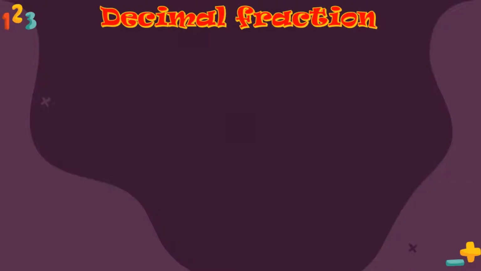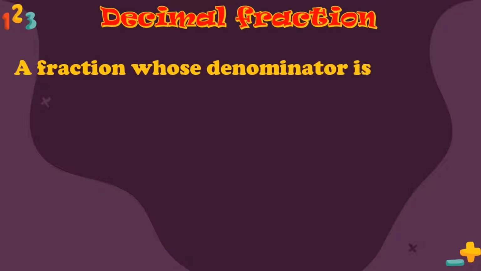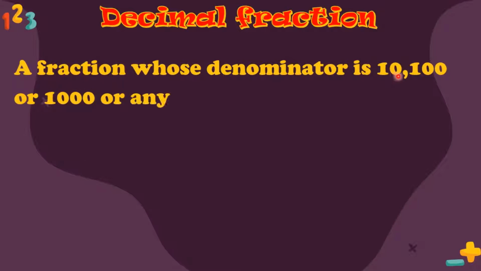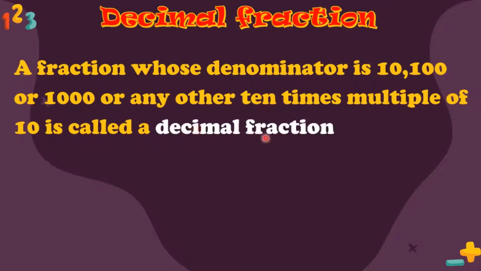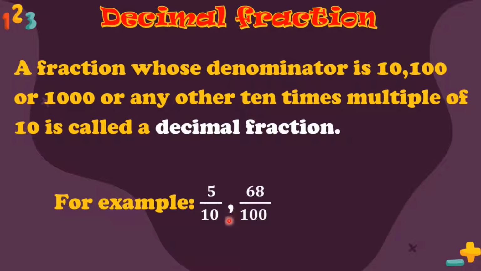Let us know about decimal fractions. A fraction whose denominator is 10, 100 or 1000, or any other 10 times multiple of 10, is called a decimal fraction. For example, 5 upon 10, 68 upon 100, 285 upon 100, etc.